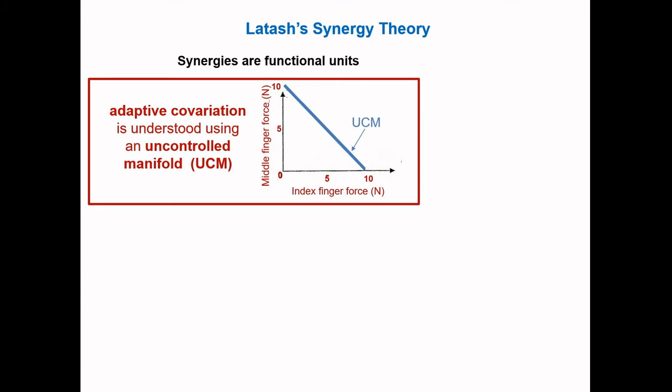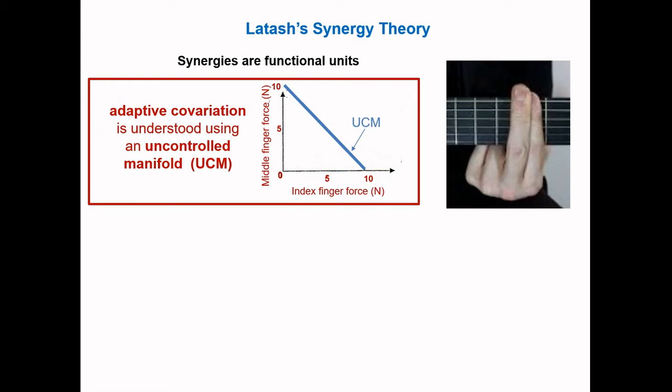In this theory, synergies are functional units. They are organized to create a particular functional outcome. The simplest way to understand the concept of adaptive covariation is through the idea of an uncontrolled manifold, or UCM. And the simplest uncontrolled manifold we can create has two elemental variables. The plot here shows the UCM, or the uncontrolled manifold, for the task of creating a steady force with two fingers.